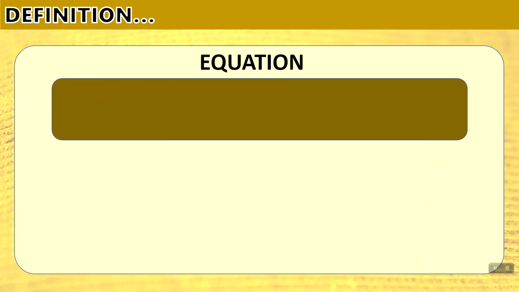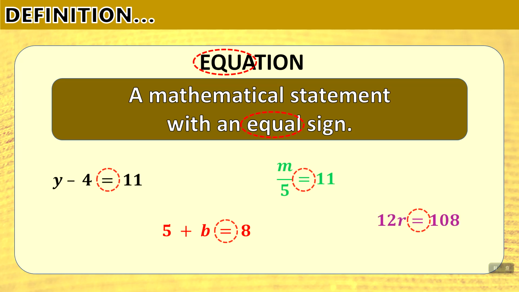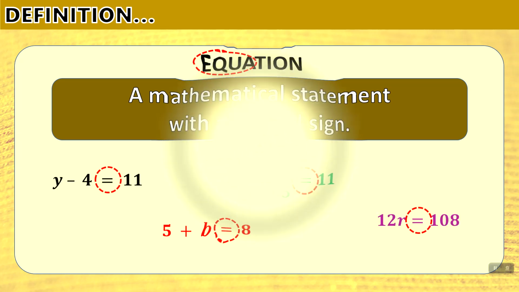First, the definition of equation. An equation is simply a mathematical statement with an equal sign. And if we look at the words equation and equal, we see that they start off with the same letters. This will help us to remember equations have an equal sign. Here are some examples of equations, and in each one you can see there is an equal sign.